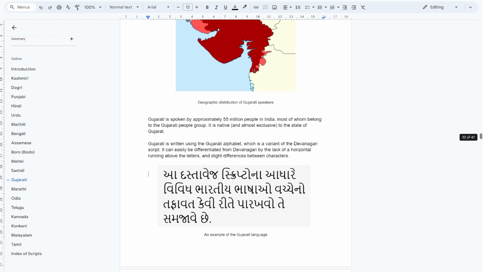Gujarati is written using the Gujarati alphabet. It's a variant of the Devanagari script, and you can distinguish it from Devanagari by the lack of a horizontal bar.